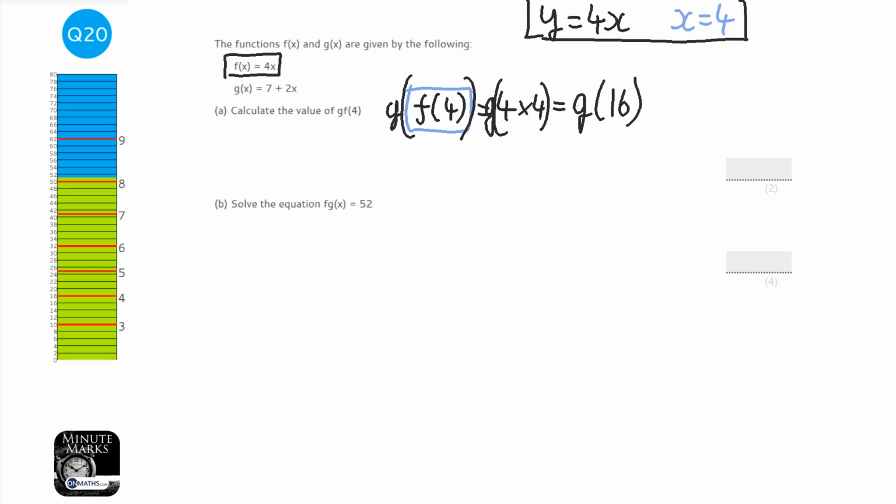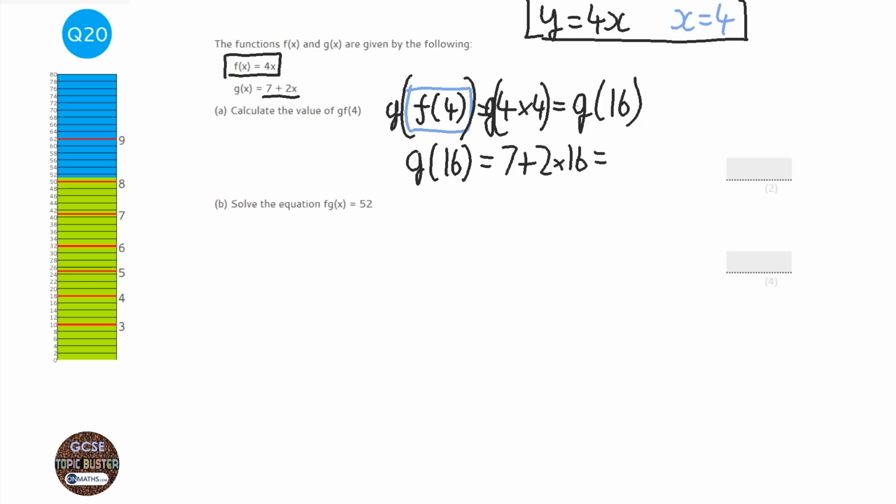Okay, we've done the f. Now we need to do the g, and we just do exactly the same thing. So g of 16, we're going to feed 16 into the equation. Well, it says 7 plus 2x, so it's going to be 7 plus 2 times 16. Well, I know 2 times 16 is 32, and I know 32 plus 7 is going to be 39. 39, okay. And so therefore the answer is just 39. Okay, perfect. Right, the next one.